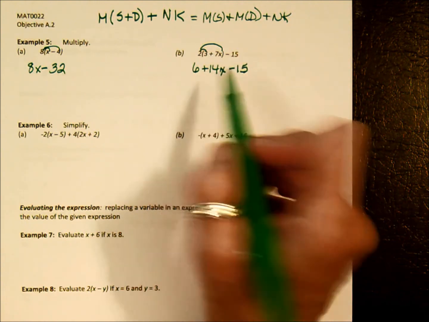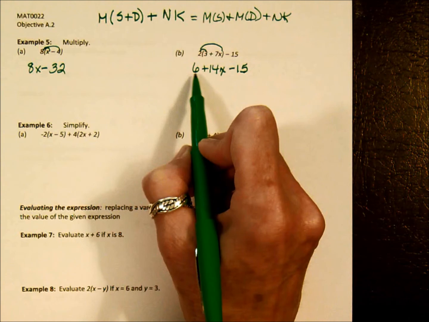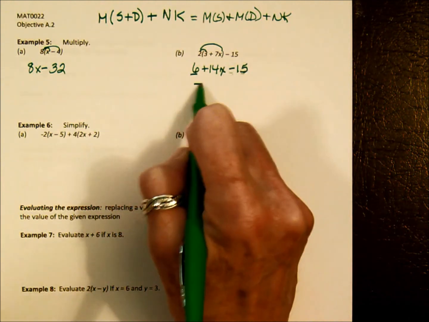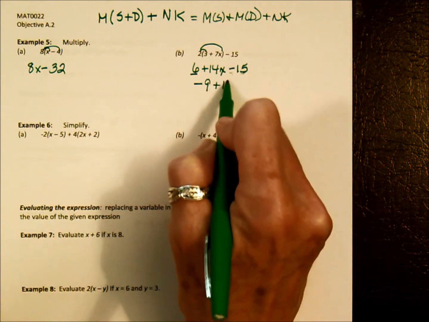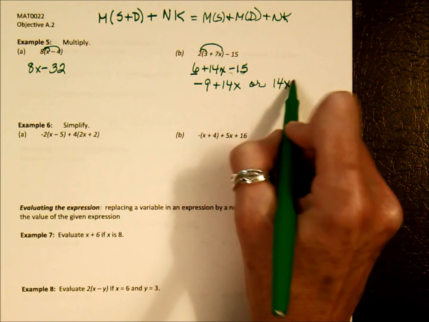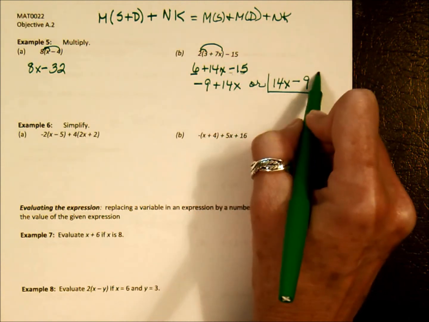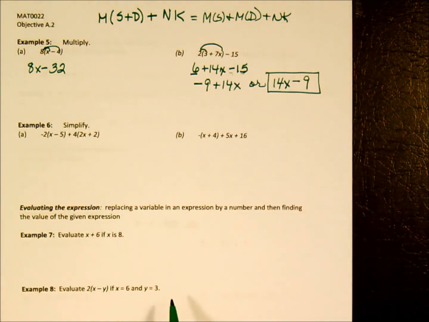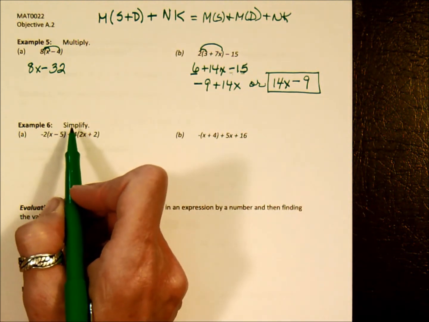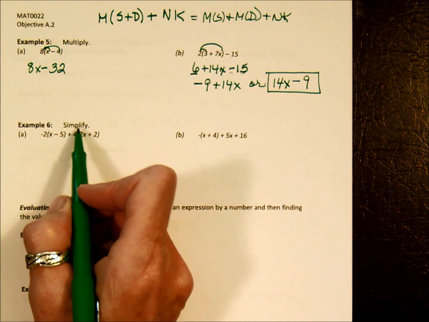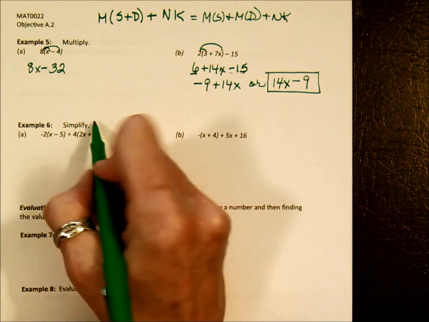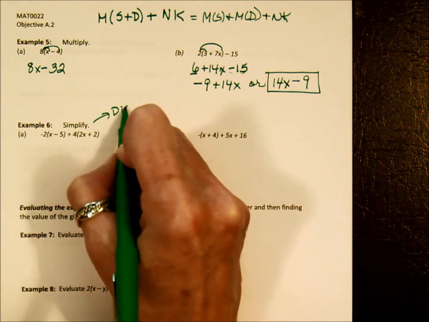However, we're not finished because I have like terms to combine. 6 and a negative 15 is a negative 9 plus 14x, or you could have written it 14x minus 9. I actually like this form of the answer better. Notice in number 6, the directions have changed again, and this time they say simplify. So we're going to distribute and combine like terms.